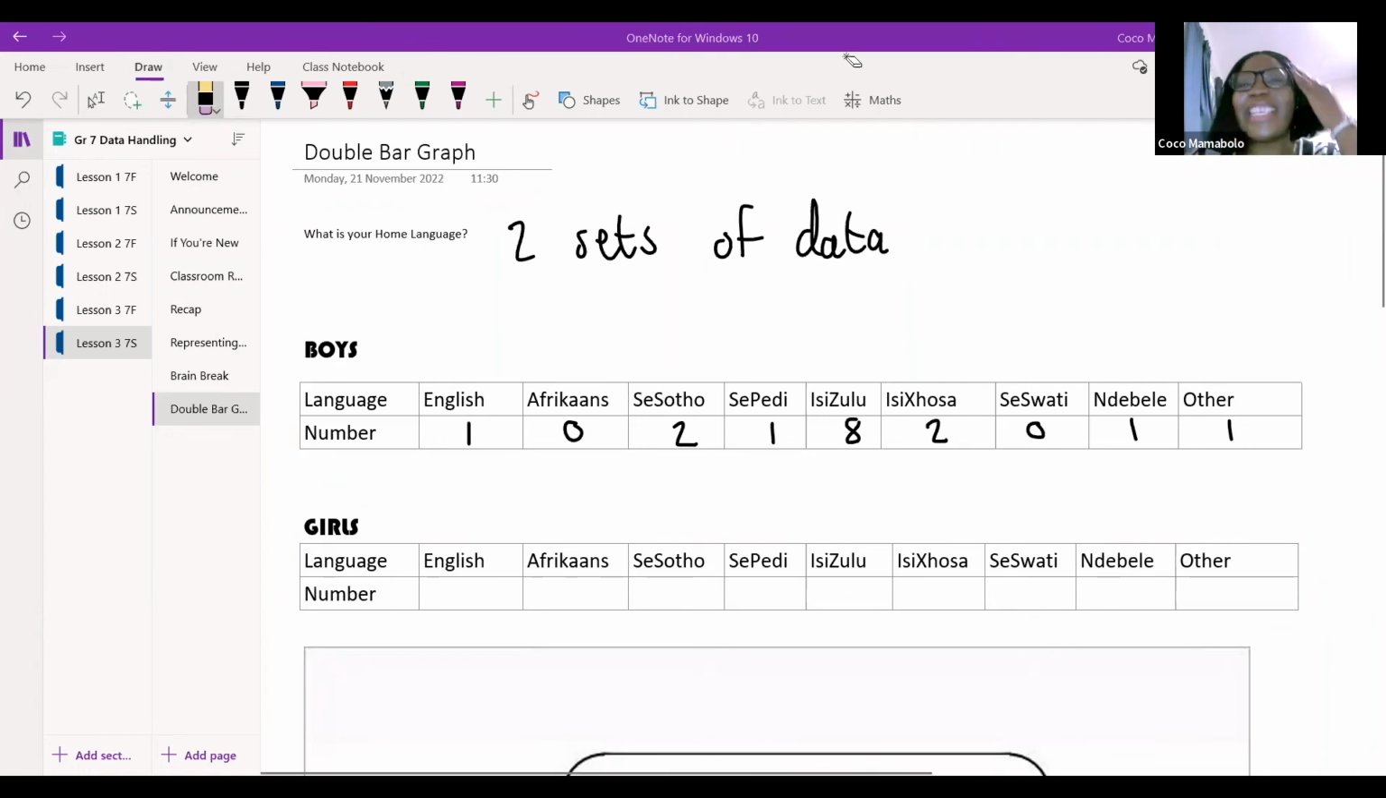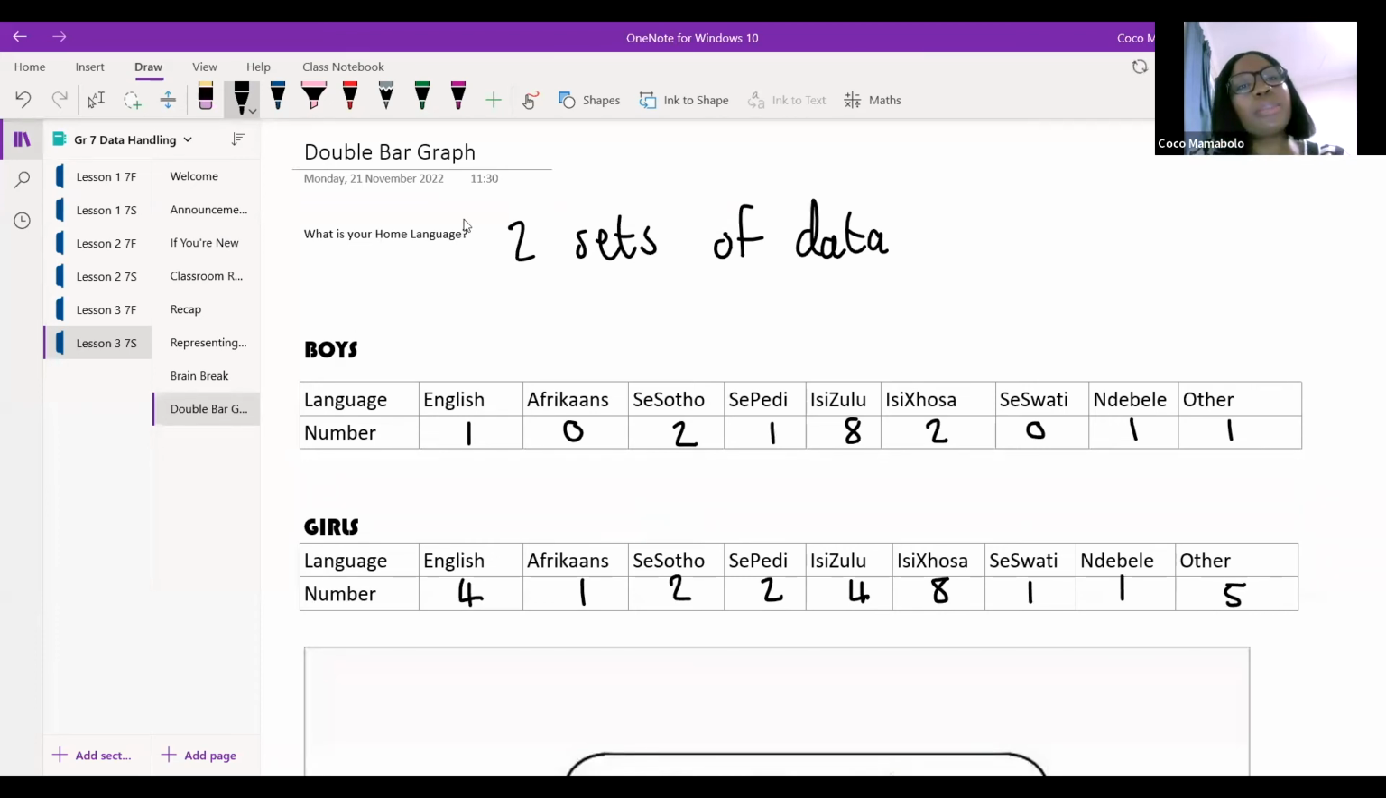It's excellent. All right, let's share all the girls' results and let's see what we've got for the girls. All right, so for English, we've got 4 English speakers, 1 Afrikaans speaker, 2 Sesotho, 2 Sepedi, 4 isiZulu, 8 isiXhosa speakers. Wow, ladies. 1 Siswati speaker, 1 Ndebele speaker, and 5 other. Yo, that is a lot.